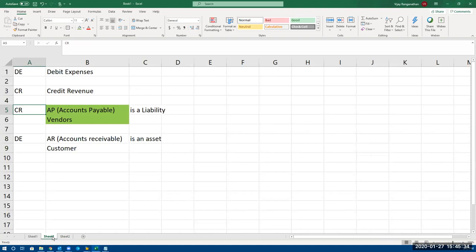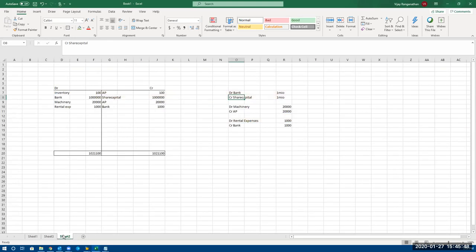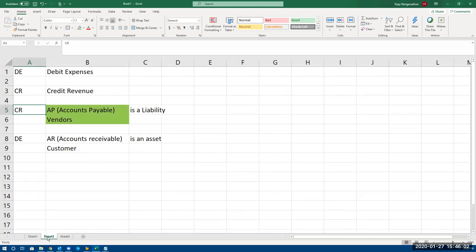Sorry, Sandhya, you are saying something? Do you have an example for this vendor being credit? Future bill. Here, you debit the machinery and credit AP. Is that what you're asking for? Like, how does a vendor become credit to the company? You just remember vendor is credit.